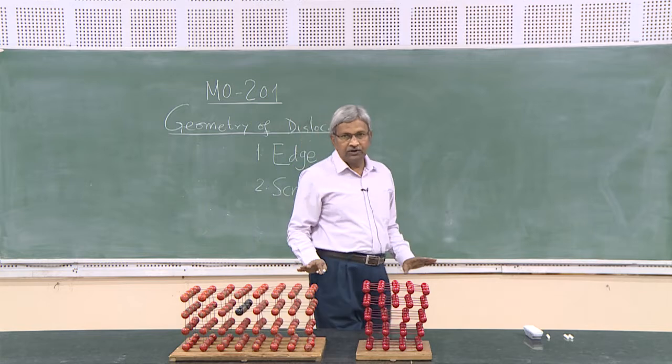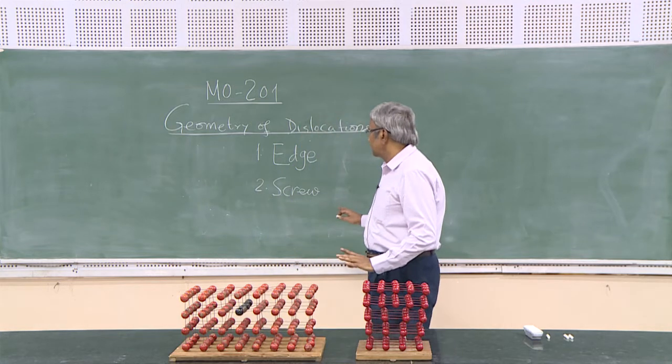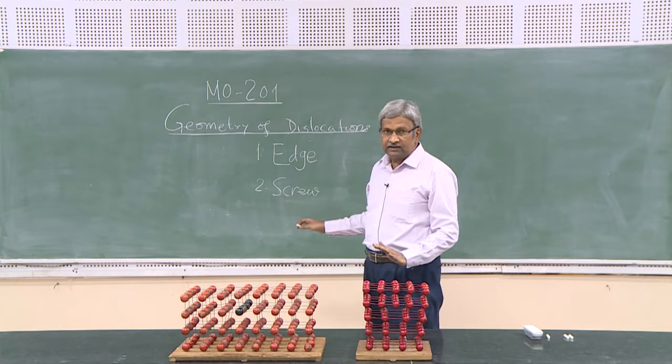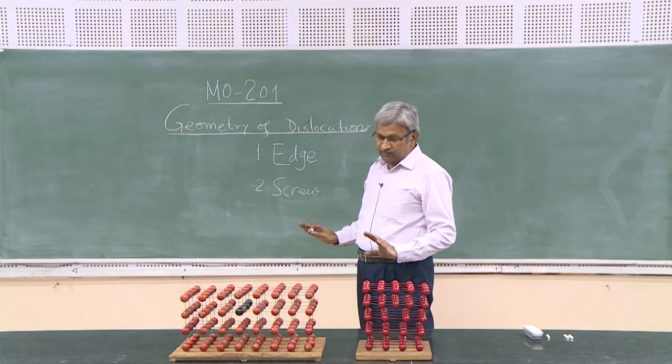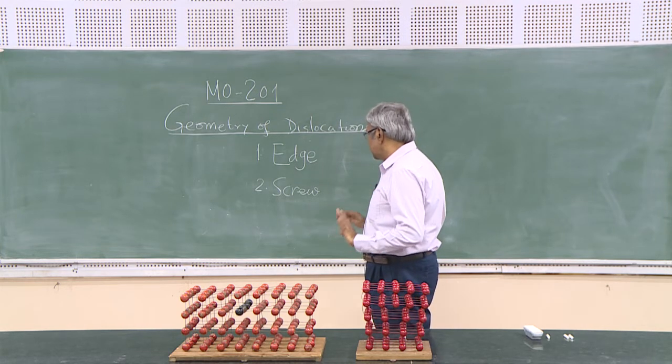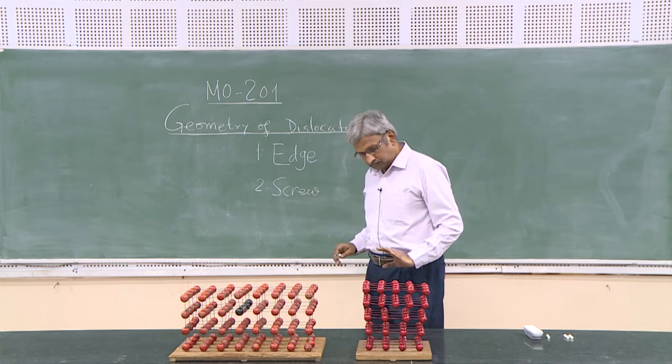I have already told you that this is a kind of imperfection in the crystalline solid. This is a one dimensional imperfection in the crystalline solid.